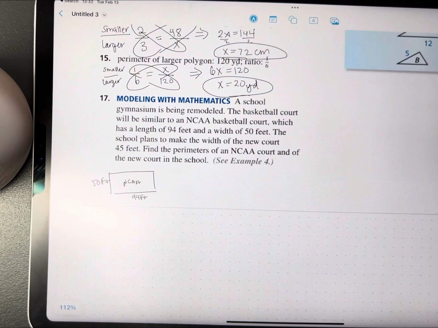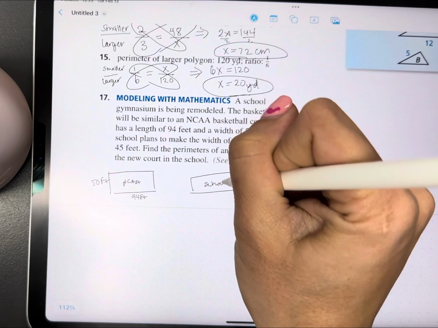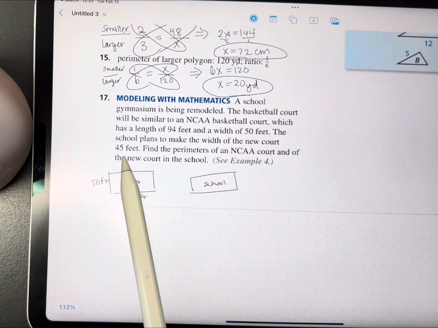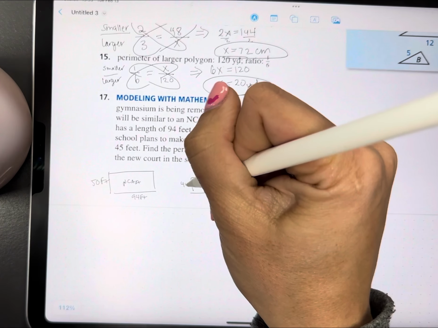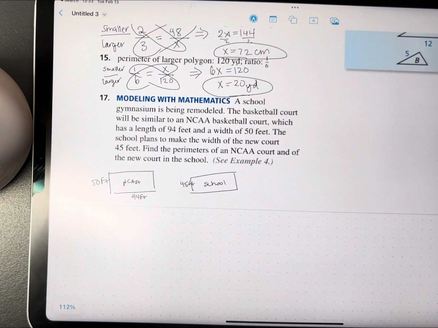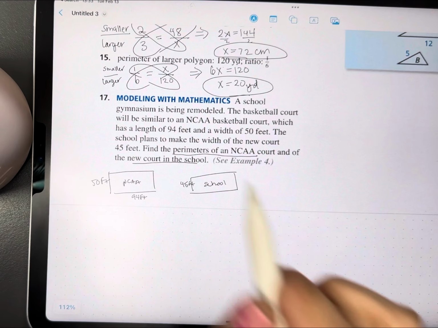Okay, the school plans to make the width of the new court 45. So we're doing a school court, and the width of that court is going to be 45. So just a little smaller. Find the perimeters of the NCAA court and the new court in the school.